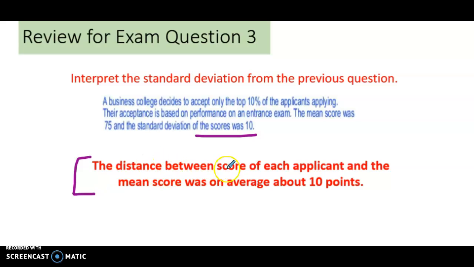So it's the distance between the score of each applicant and the mean score was on average 10 points. So your standard deviation is the average distance from the mean. And in this case, we're talking about the score of an applicant. So the distance between the score of an applicant and the mean score was on average 10 points.